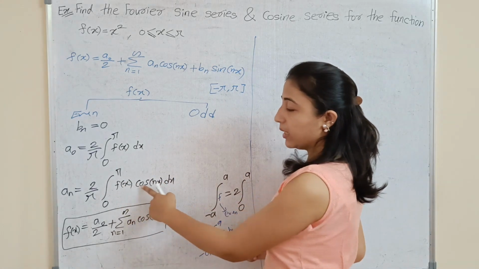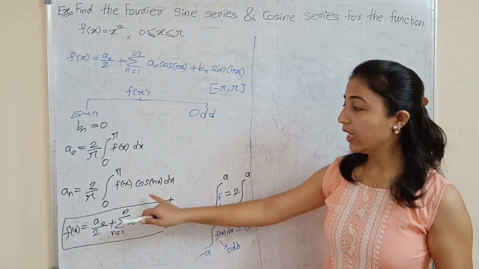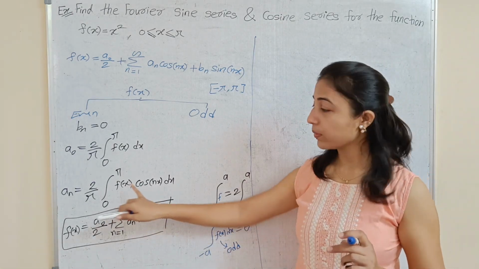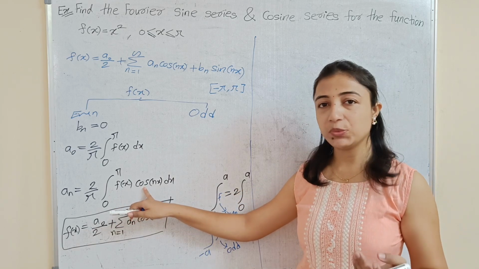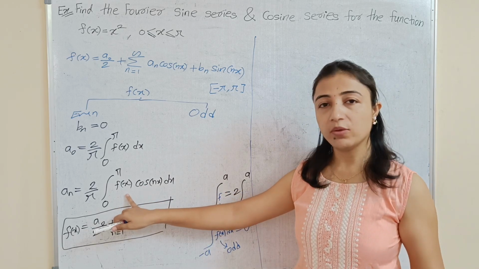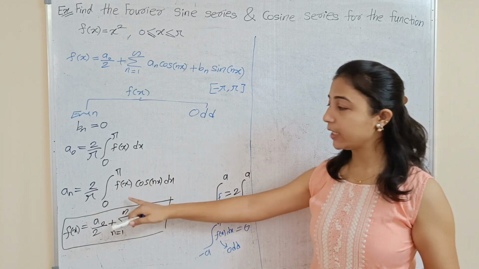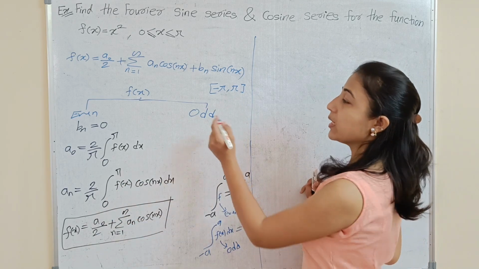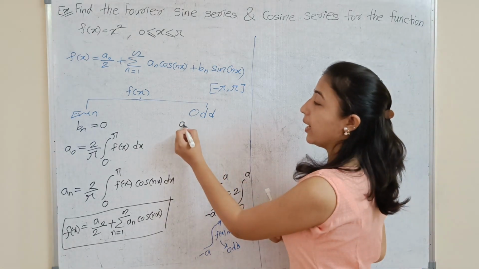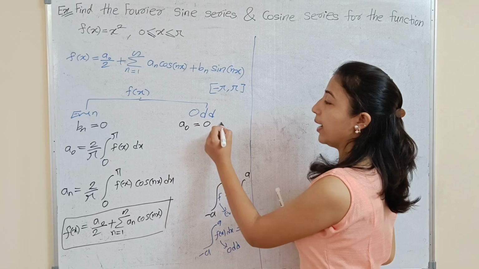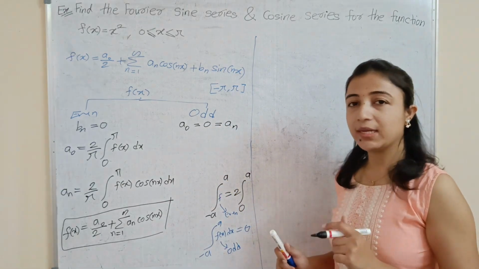Also here, odd multiplied by even: odd means actually it has a minus sign and even means a plus sign. So minus multiplied by plus is minus, and minus is odd. So it becomes an odd function, and for an odd function over the interval minus pi to pi, the integration is 0. So that means if our function is odd, then here our a0 is 0 and an is also 0. So we only need to find bn.